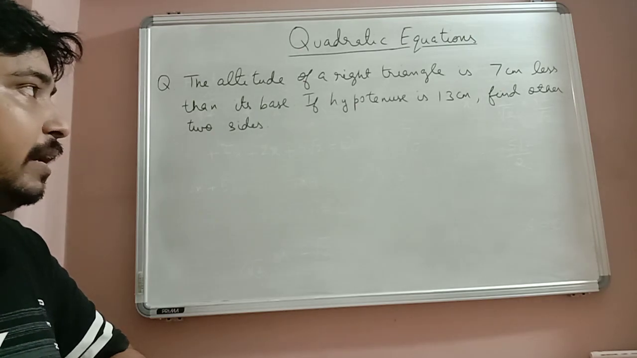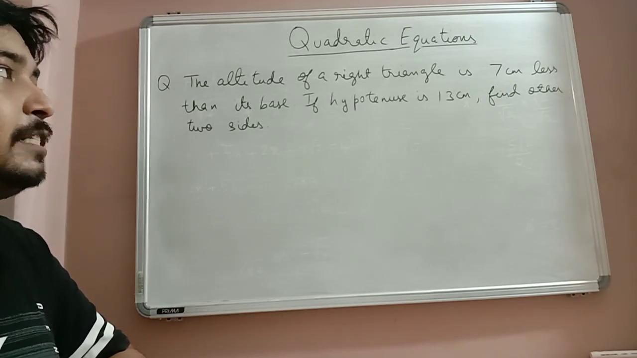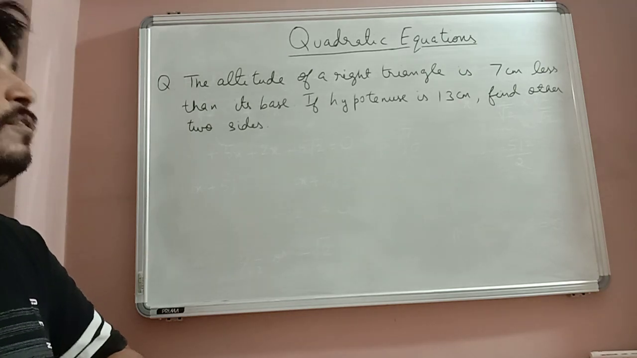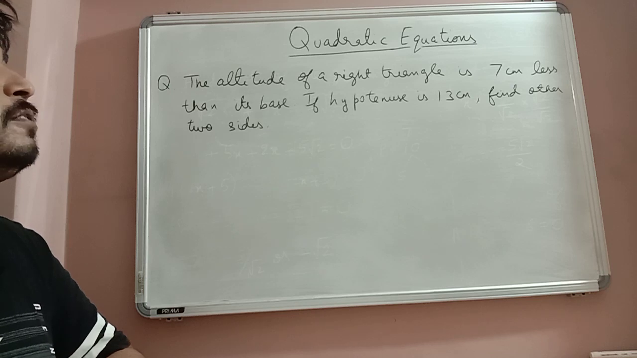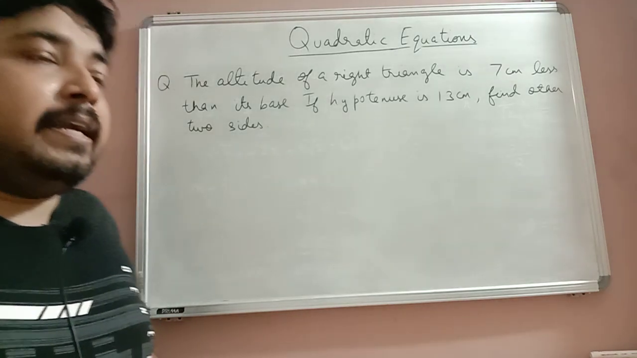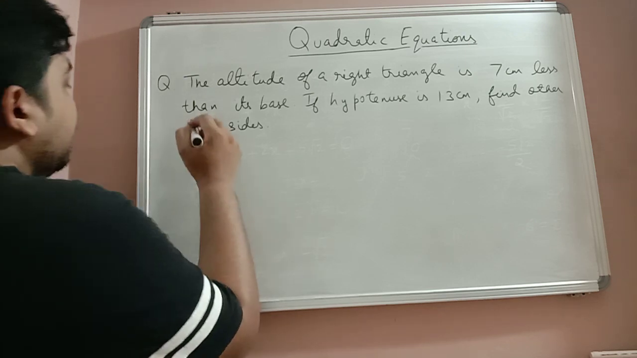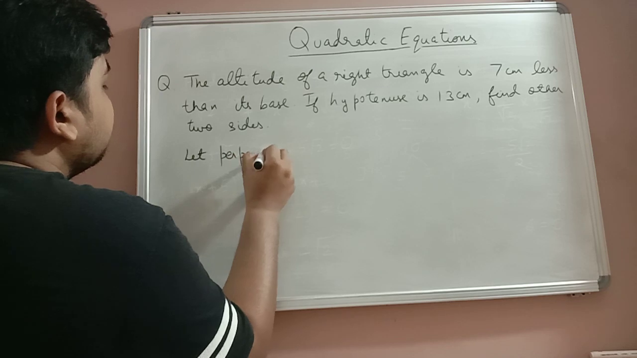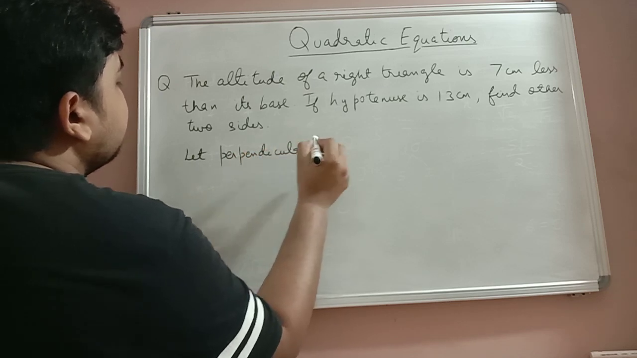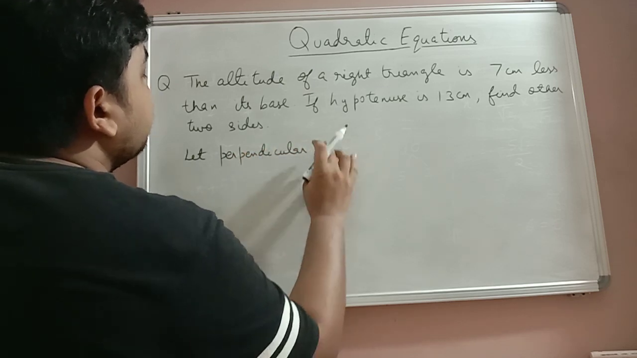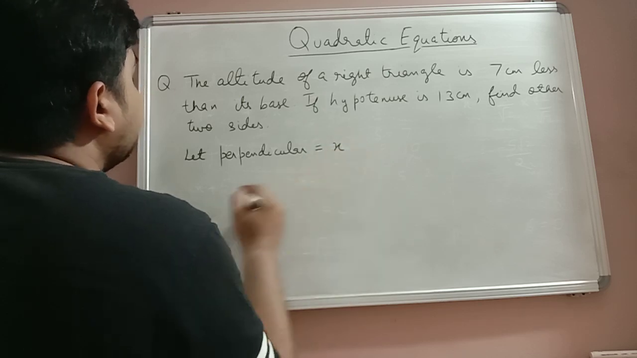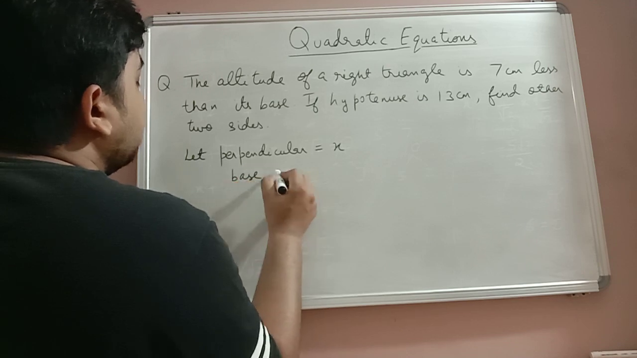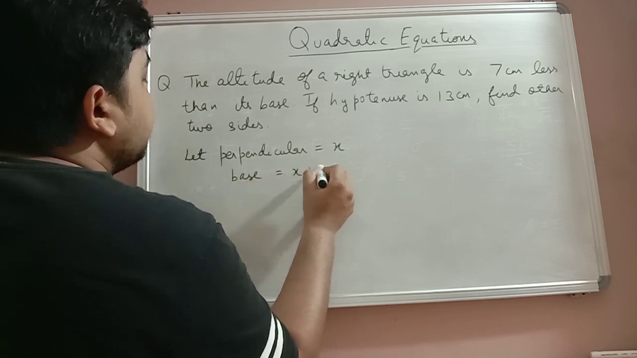So a right triangle we know that satisfies Pythagoras theorem, and it says that the square of the hypotenuse is equal to the sum of the squares of the other two sides. So let us take the perpendicular to be x, then the base will become x plus 7.